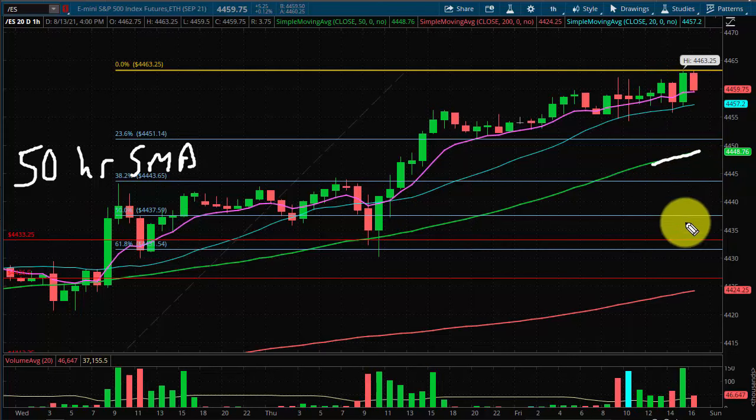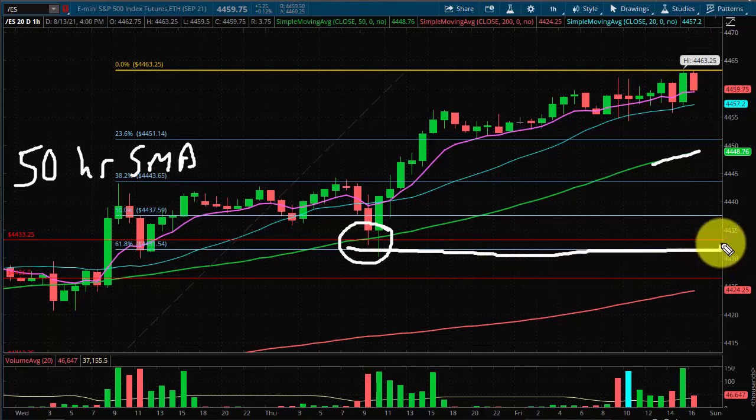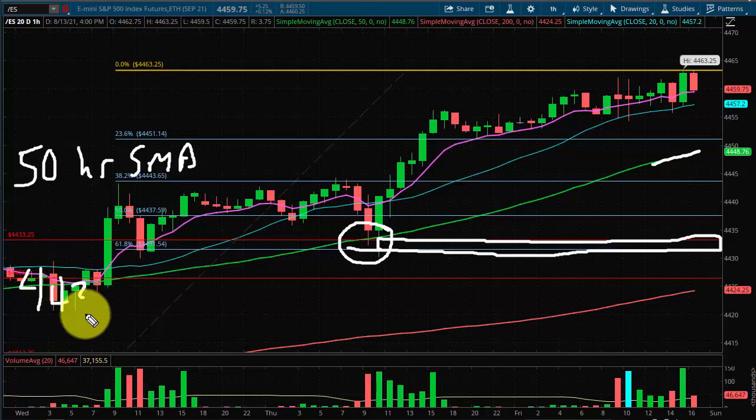We have a couple of fibs on the way down, but because we bounced off of that 50 hourly last time, which was coinciding with a couple of key levels, that's going to be the next big support zone. Okay, in the 44.30s. So 50 hourly SMA, 44.33.25 being the higher of those levels. That's where the support zone starts. And it's only a couple of points, right? It's down here.